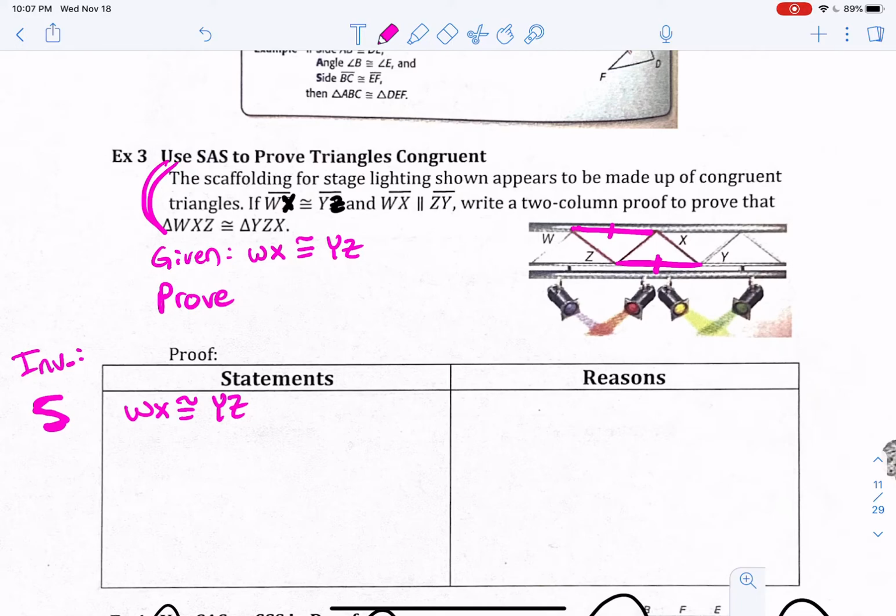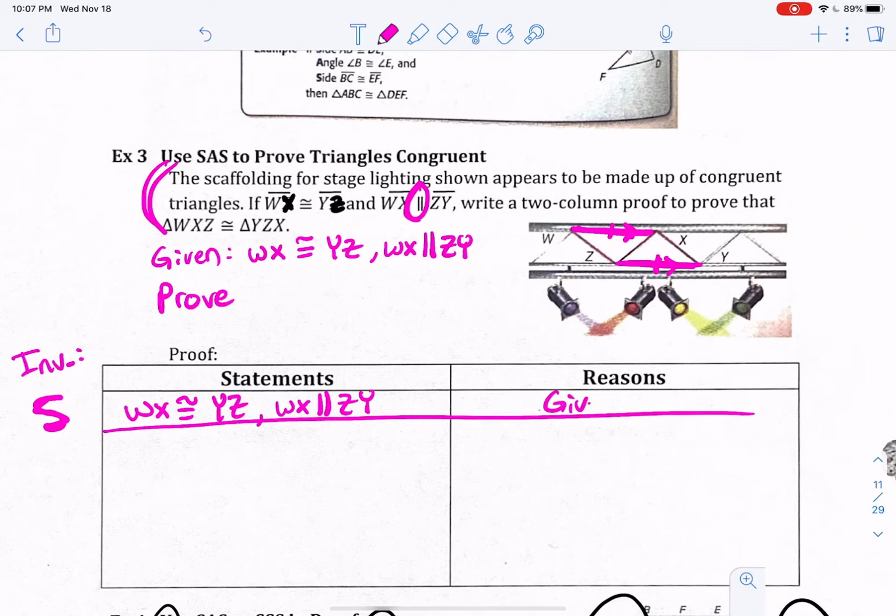Okay, the last thing that I have for given information, it tells me that WX is parallel to ZY. So not only are these guys congruent to one another, but they are parallel. So I'm going to do a little arrow that shows that they are parallel. Okay, they're parallel to each other. All right, and really that didn't really give me anything, so I've got to draw some information from that. This proof is just a little bit tougher. Okay, that's the stuff that I was given.